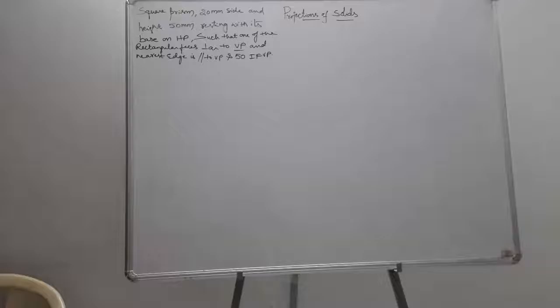Square prism of side 20 mm and height 50 mm, resting with its base on HP, such that one of the rectangular faces is perpendicular to VP and the nearest edge is parallel to VP and 50 in front of VP. So what is this? This was a square prism, right?